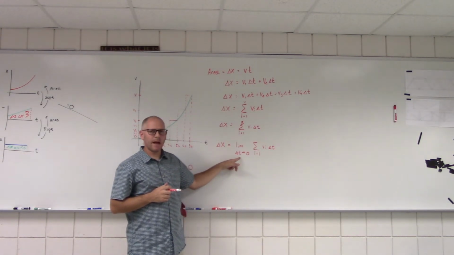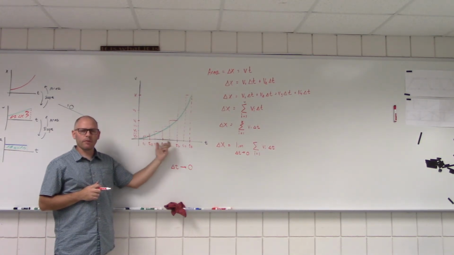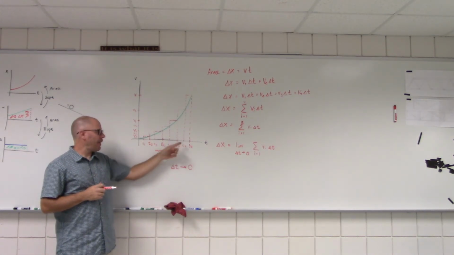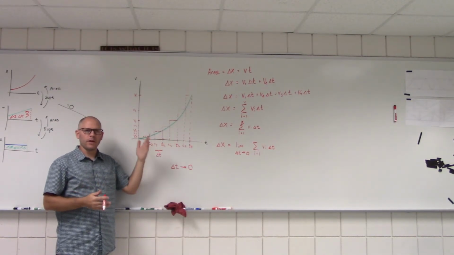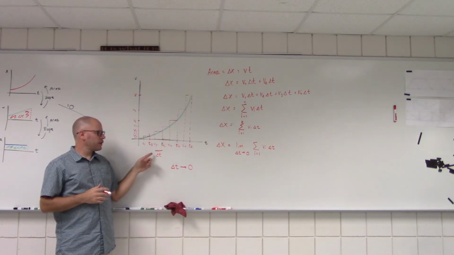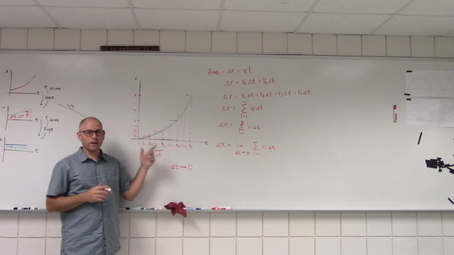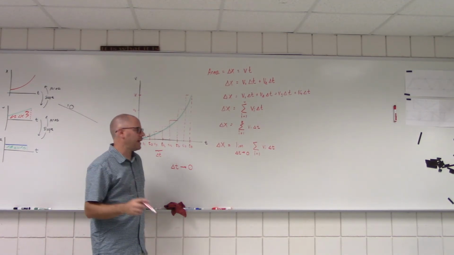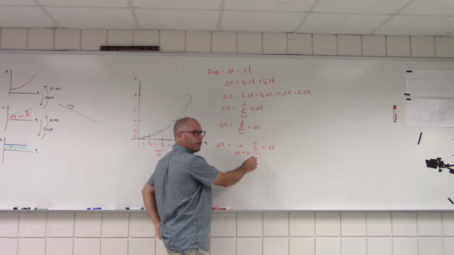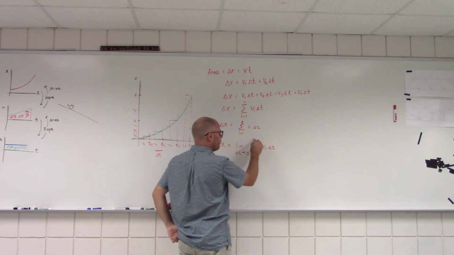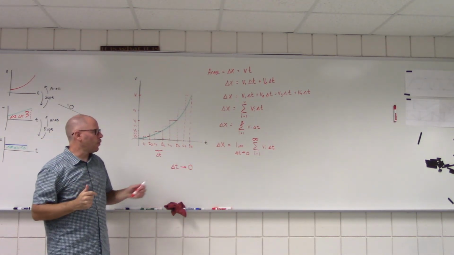If I'm going to shrink this down so it's getting closer and closer to 0, what's happening to my actual number of rectangles? Every time I half this, I double the number of rectangles. If I half it again, I double the number of rectangles. So making this smaller makes the number of rectangles go up. If I make this infinitely small, it means my number of rectangles has to be infinitely large. And that's how I write it. When we're taking the limit as delta t goes to 0, my number of rectangles goes from 1 to infinity.